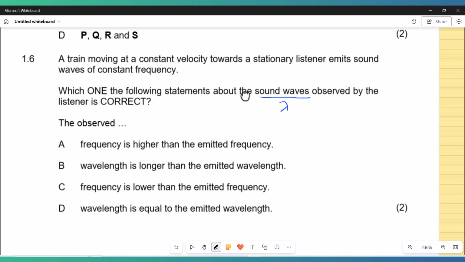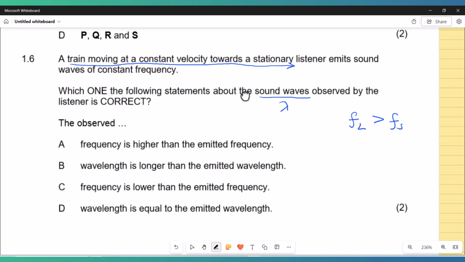Now let us talk about the theory. If the train is moving at a constant velocity towards the listener who is stationary, we expect and we know the noise is going to increase. Because the noise of the sound is increasing, it means the frequency is going to increase. Are we together? F listener is going to be higher than F source. Now the frequency and wavelength are inversely proportional. Are we together?